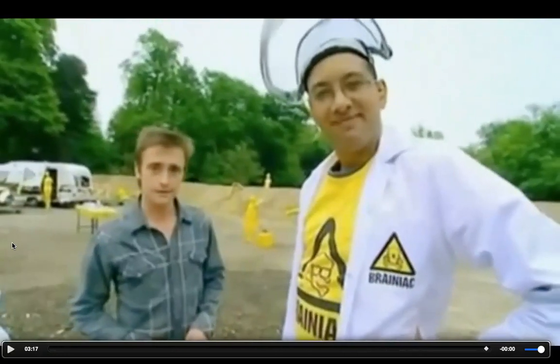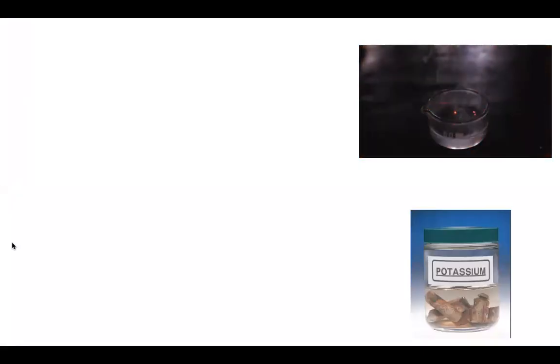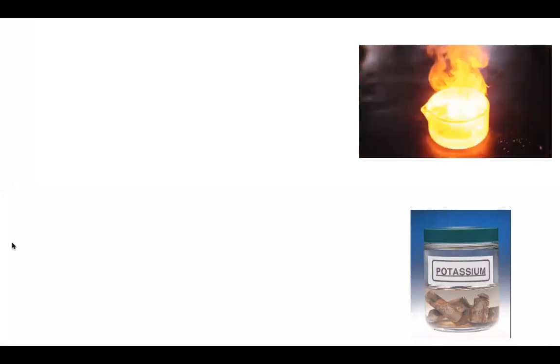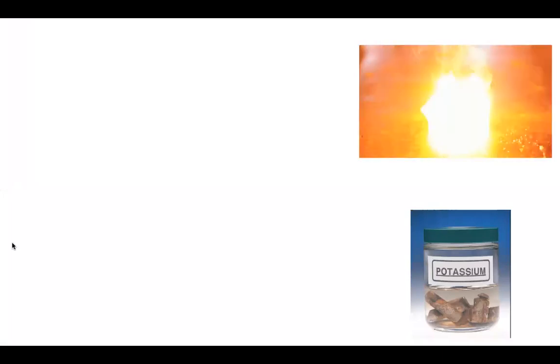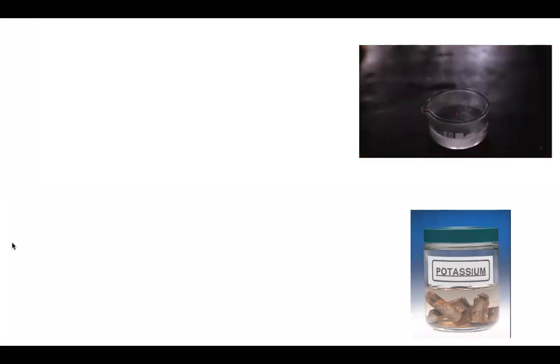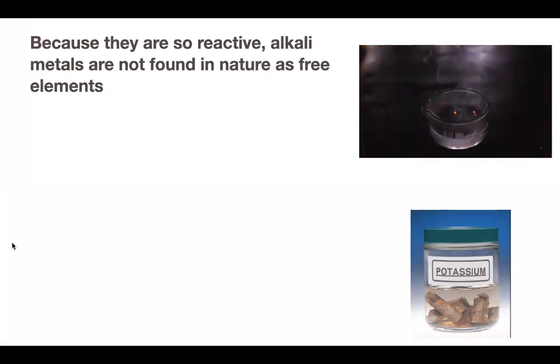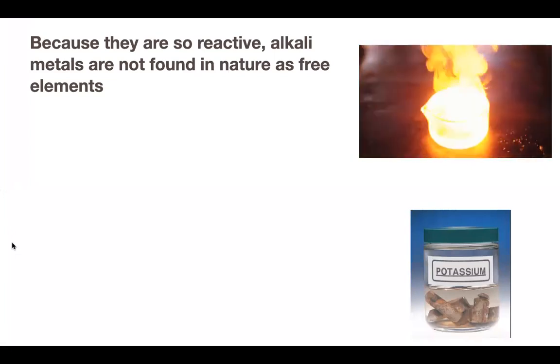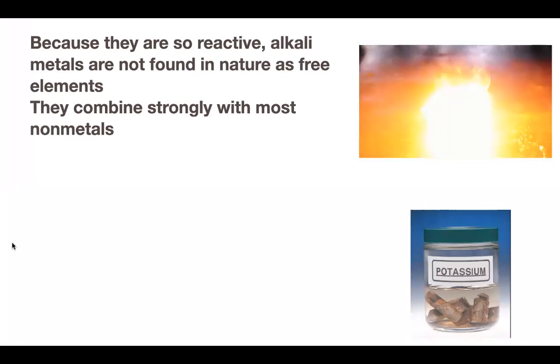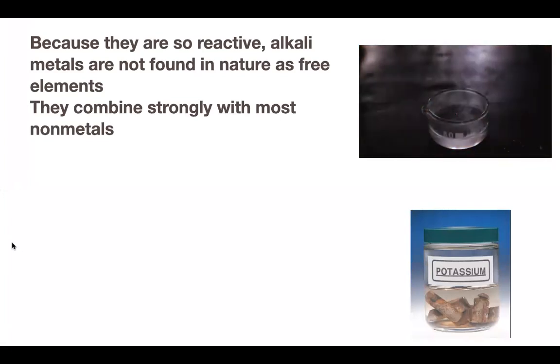Okay, so that was just a demonstration of the reactivity of the group 1 metals. They started with lithium, which is the first alkali metal, and then going down for sodium, potassium, rubidium, cesium, and francium, which they can't have because it's illegal. These guys are so reactive, you cannot find them in nature as free elements. They're always going to combine with other elements to form compounds.